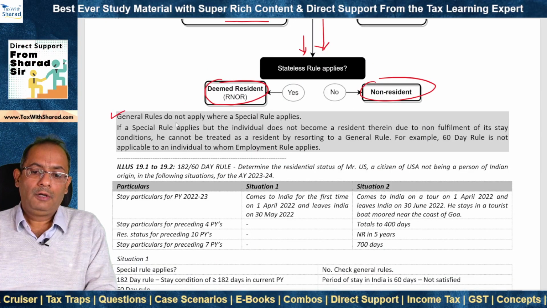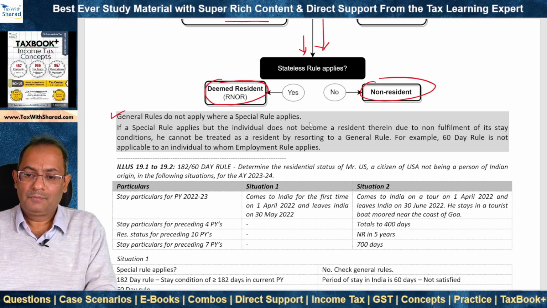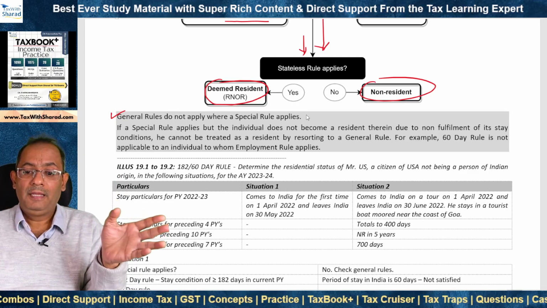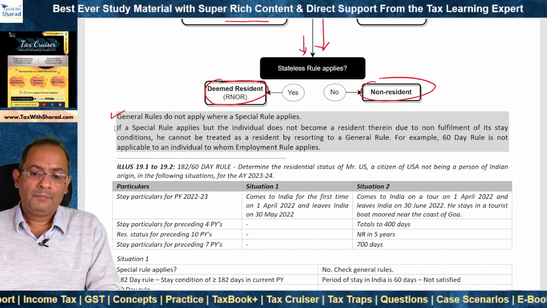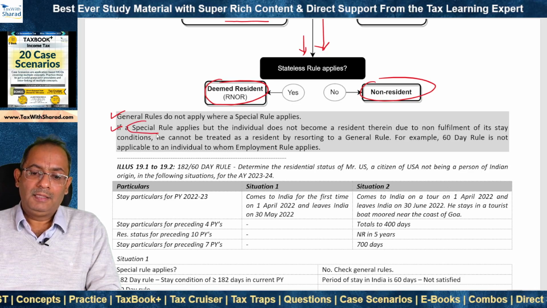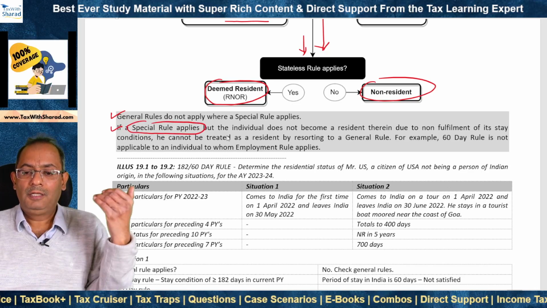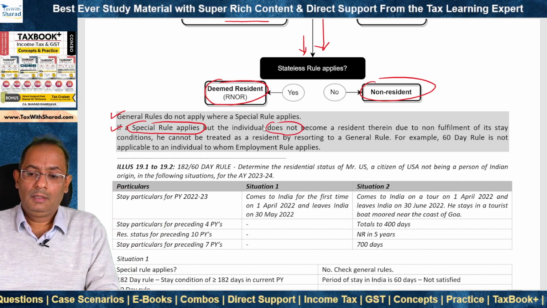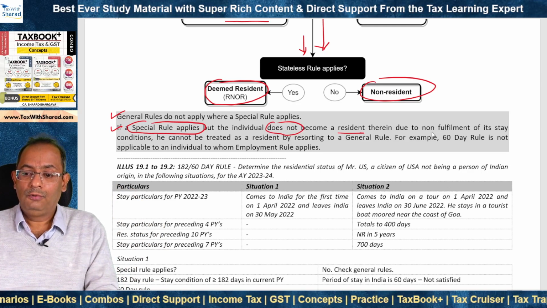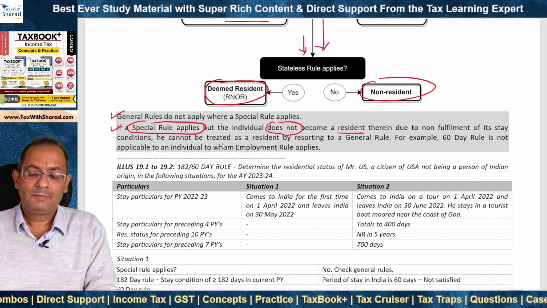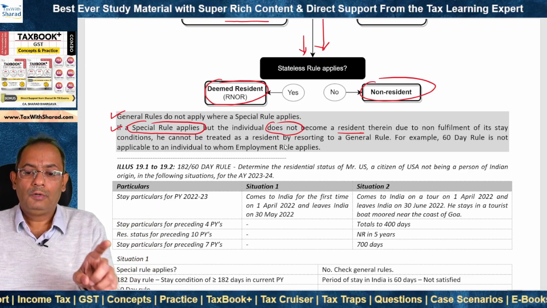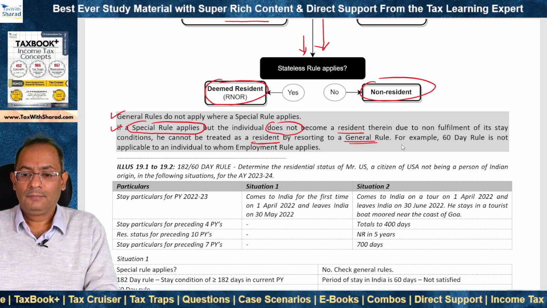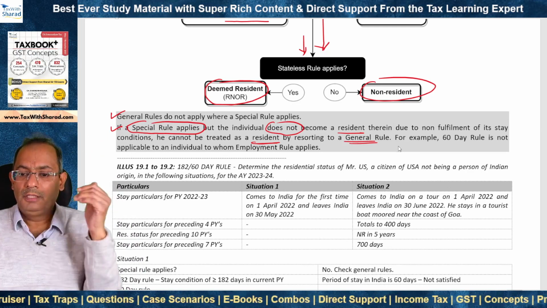So you will note that general rules do not apply whereas special rule applies, right? So first we need to check the special rule. If the special rule doesn't apply in the first place, then only we need to go to the general rule. So if a special rule applies, that means a person is fulfilling the criteria of falling within a special rule, but the individual does not become a resident under a special rule due to non-fulfillment of its stay conditions, then we cannot resort to a general rule, and therefore the person cannot be treated as a resident by resorting to a general rule, right? In that case, we will straight away move to the stateless rule.